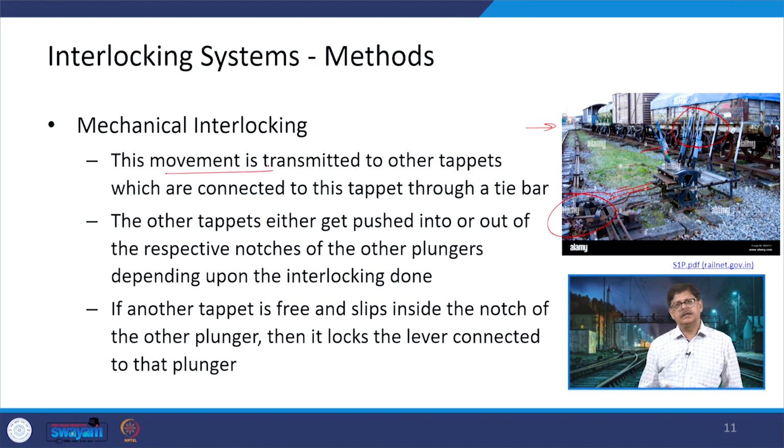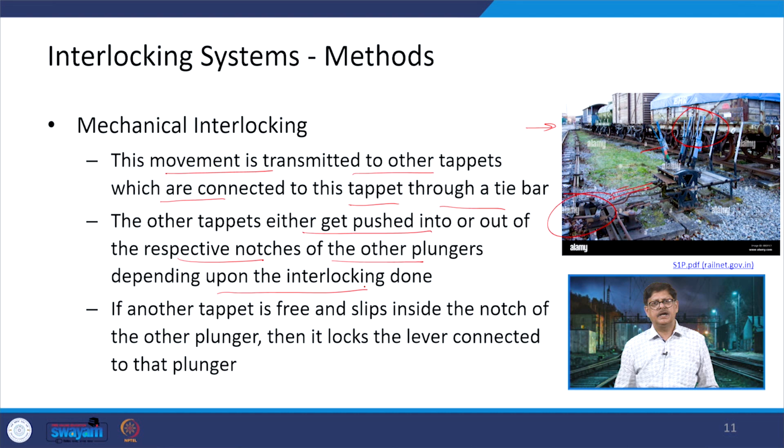Now, the movement done at this lever frame arrangement gets transmitted to other tappets which are connected to the previous tappet through a tie bar. I have already talked about this and shown you those things. The other tappet either gets pushed into or out of the respective notches of the other plunger, depending upon the interlocking done, that means for which particular line we are going to set and which particular point we are going to set. On the basis of that, if another tappet is free and slips inside the notch of the other plunger, then it locks the lever connected with that plunger. So, in one case it is released, in another case it is locking.